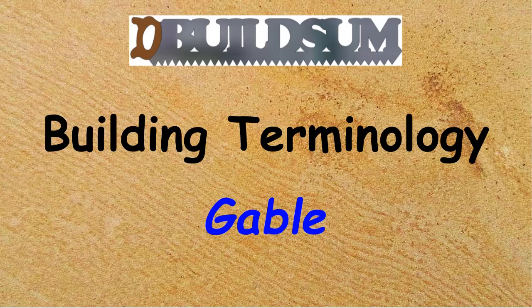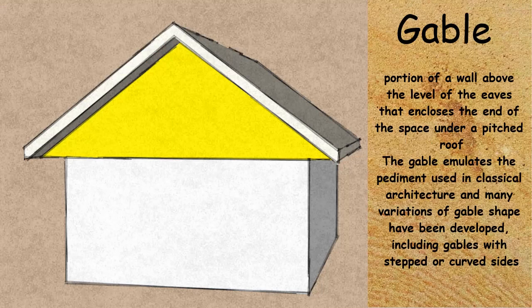This time on building terminology, the gable. So the gable is the portion of a wall above the level of the eaves that encloses the end of the space under the pitched roof. So basically that area highlighted in yellow in the picture.